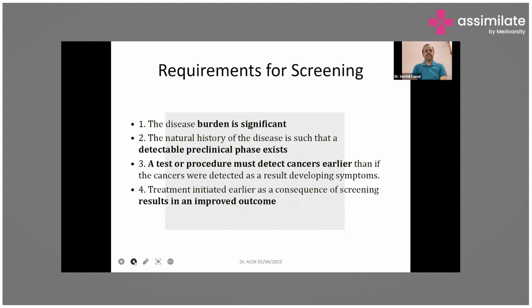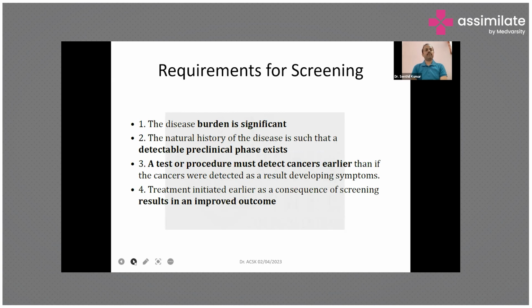For a screening, the disease burden has to be significant. That means the disease has to be a very common one. There is no point in screening for a disease which is very, very rare. For example, if you screen for a disease in India which is non-existent.